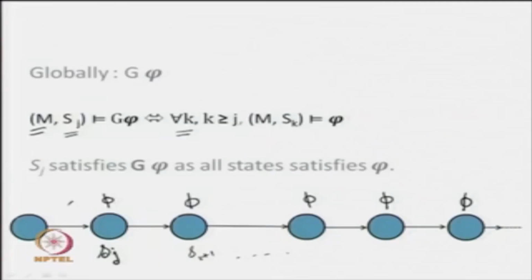In that particular case, from a particular state S j, if phi holds in all other states in the future, then we can say that G phi holds in this state S j. So now I can label this state with G phi. We say that G phi holds in S j because phi holds in all the states reachable from S j. This is the meaning of the globally operator: globally phi holds in a particular state if phi holds in all the states of this system.